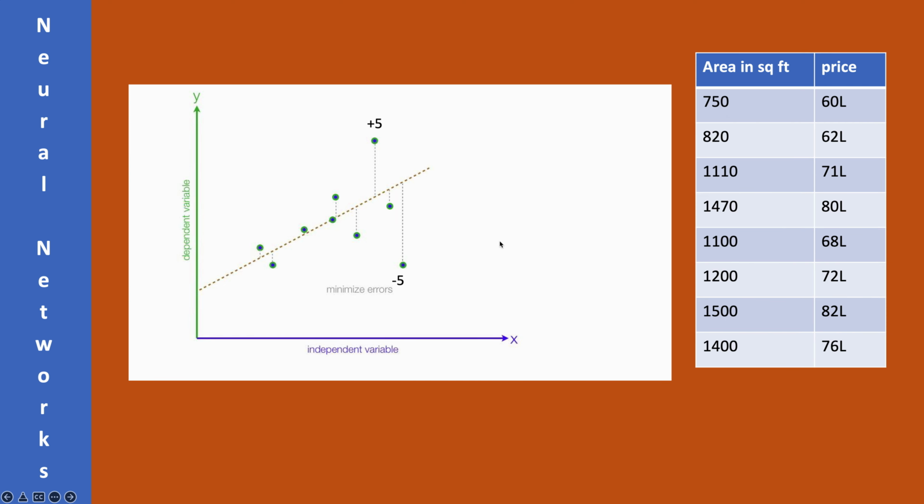So how is error calculated? Now there are many methods. First is mean absolute error. Error is simply calculated by subtracting the predicted values from the actual values. For example, we predicted our price in the first data point to be 58 lakhs, but our actual value is 60 lakhs. So our error will be equal to 60 minus 58, which equals 2.